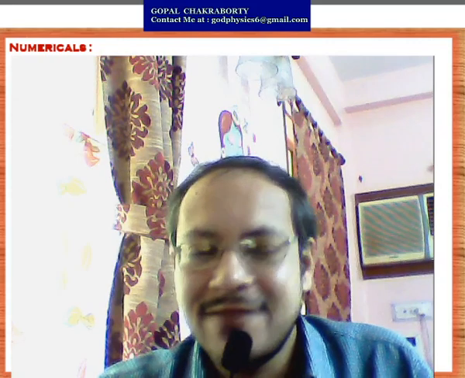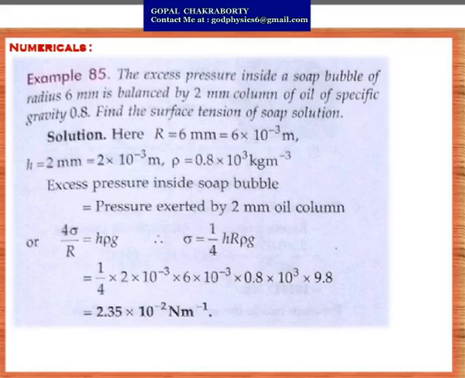Now as I have discussed all the theory parts as per your syllabus, I will solve one or two problems so that it will be very easy to understand how we calculate pressure or surface tension regarding this theory part. So I will show you now. The first problem: the excess pressure inside a soap bubble of radius 6 mm is balanced by a 2 mm column of oil of specific gravity 0.8. Find the surface tension of the soap solution.